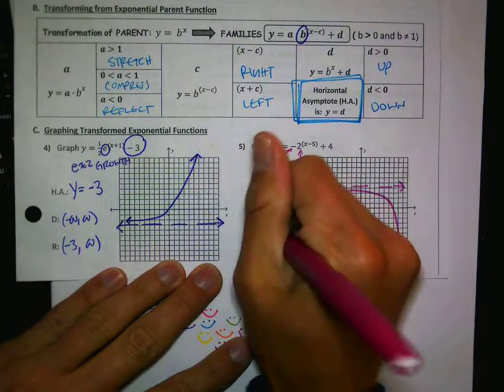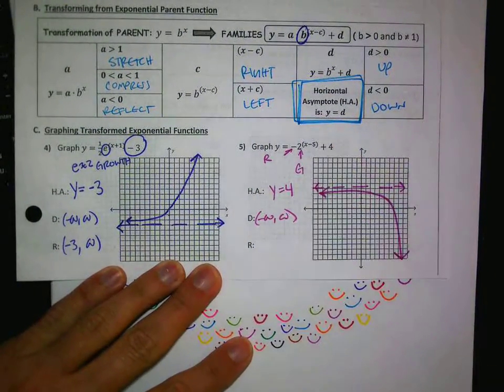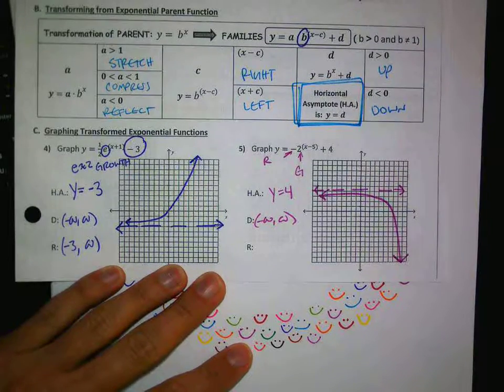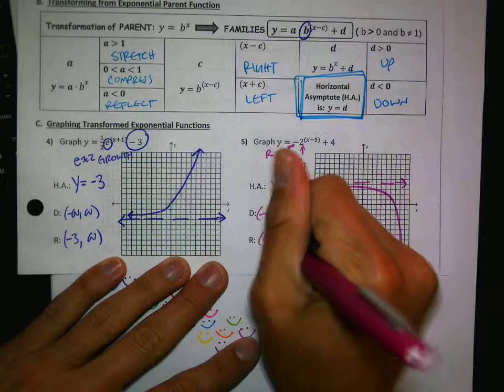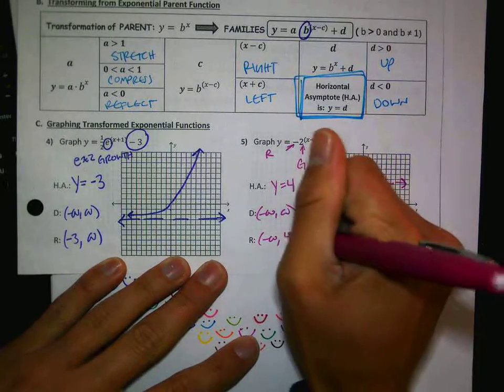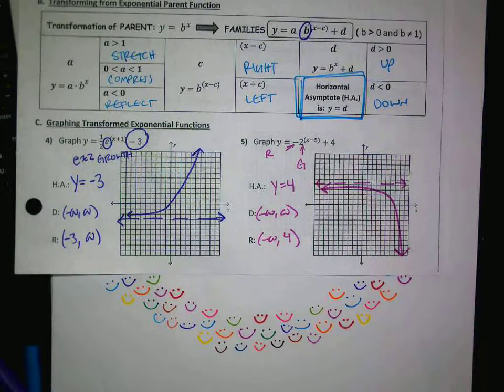All right, the domain, negative infinity to infinity. Right, you're going left and right forever. And then how far up? 4. So range is always down, then up.